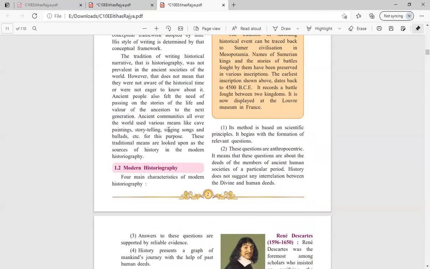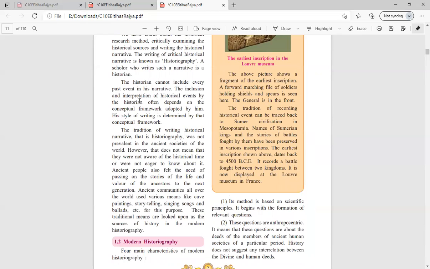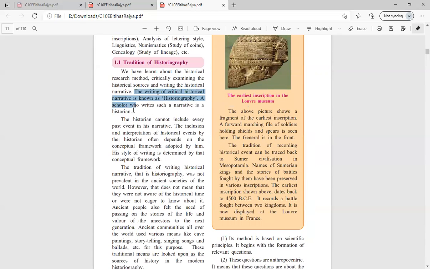It is on page number 2, where we will see that, as I said, the writing of critical historical narrative is known as historiography. Critically analyzing it and then writing it is known as historiography, and the one who writes it is known as a historian. The second point: it includes past events in this narrative, the inclusion and interpretation of historical events. So this entire part becomes your 4.1.